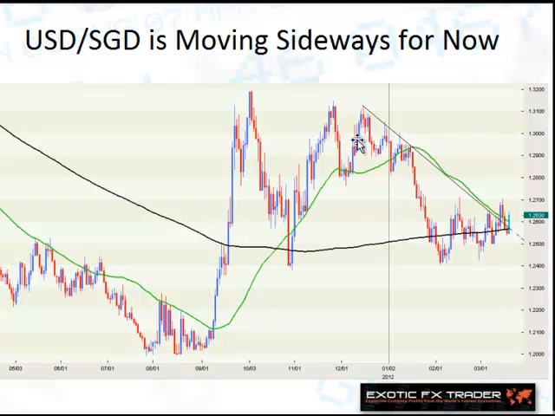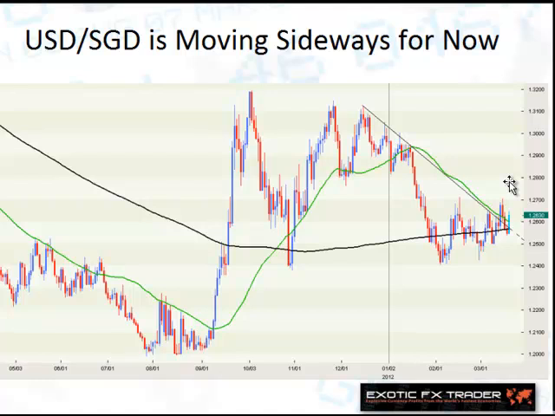Notice also that the USD SGD failed to break below the 200-day moving average. Well, it broke below it, but it was not able to sustain the price below that level. So this 200-day moving average is now acting as a support area. So it's very likely that we'll see the dollar appreciating against the Singapore dollar in the short term.